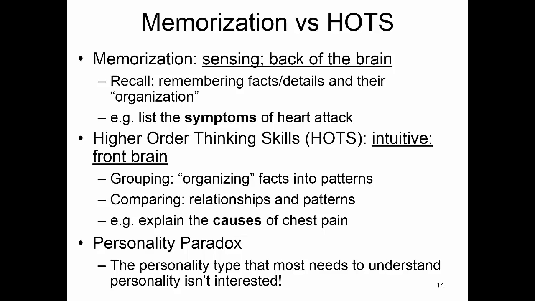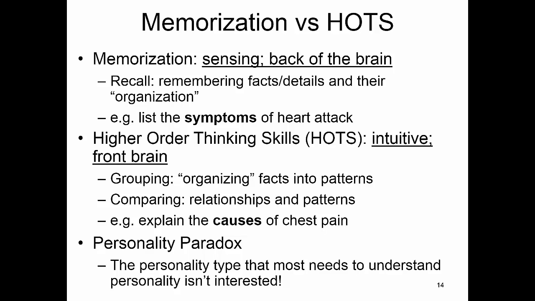In the example given, asking for a list of the symptoms of a heart attack, that's a learning task that could be memorized by a high school student. It could be recognized or recited without understanding what it means. In order to test understanding, questions are constructed that require higher order thinking skills. These are the questions that are tricky, or at least to the linear learner they're tricky. But these are the questions where intuitive types perform better.